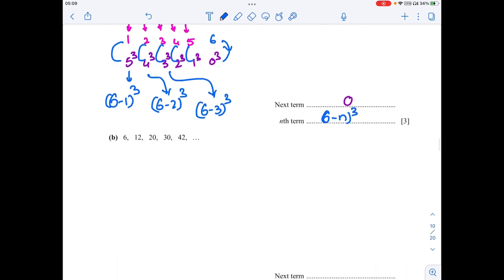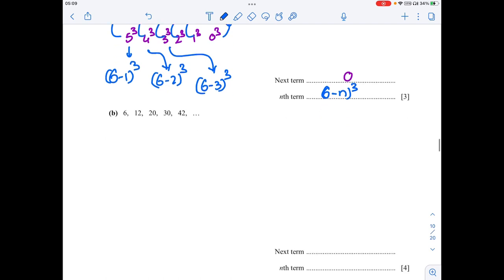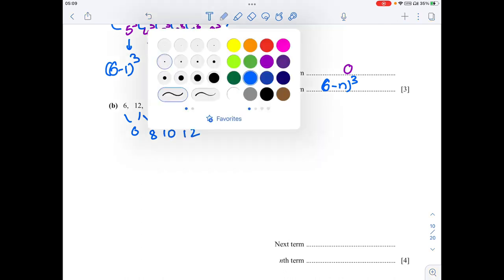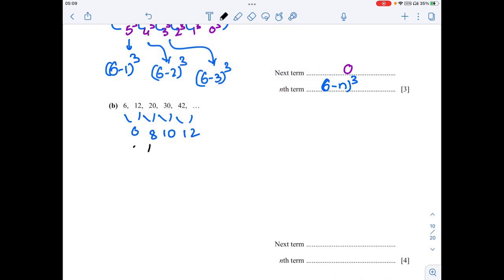Next, part B, find the next term and the nth term. So what is that now? See the differences. What is the difference over here? It is 6. And what is the difference over here? It is 8. What is the difference over here? 10. What is the difference over here? 12. The first differences are not the same. The second difference is 2, 2, 2. The second differences are the same.